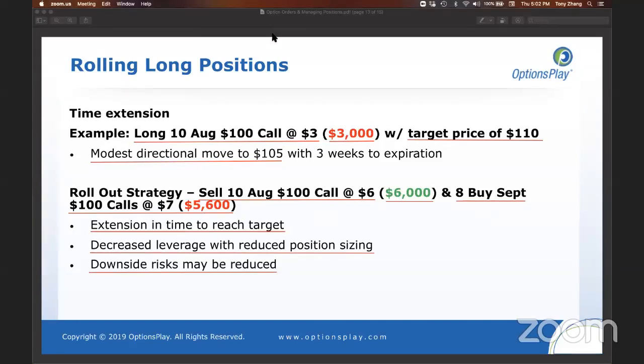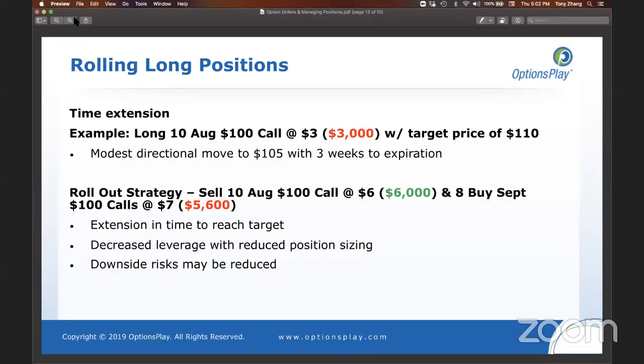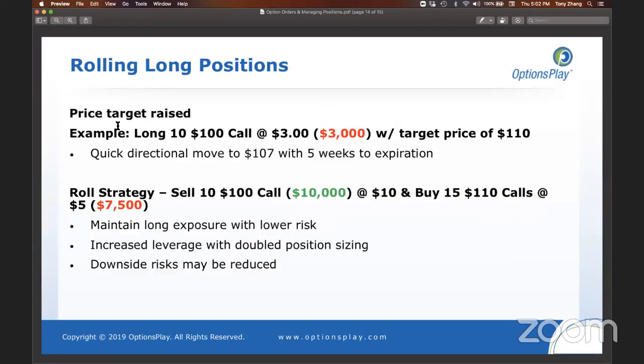Lastly, in the last example, what I'm going to go over is what if you have a price target that's raised? So this is the last example. Again, these roll strategies are for when things go in your favor. Keep that in mind. That is really, again, the only time where it makes sense to modify a trade.